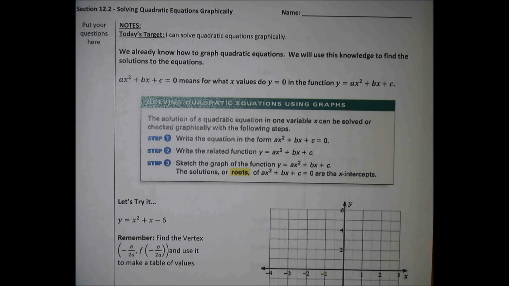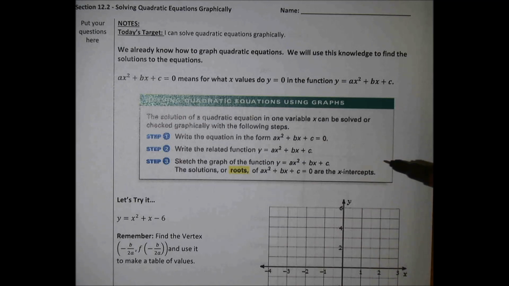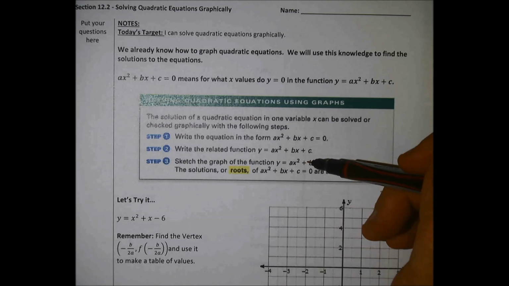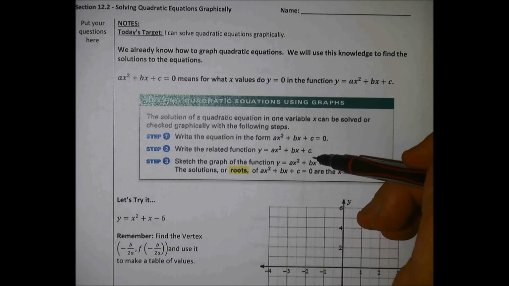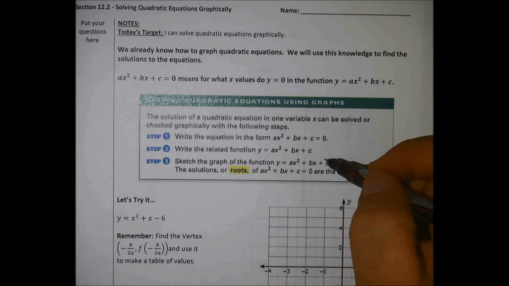So let's read this little box real quick. Solving quadratic equations using graphs. The solution of a quadratic equation in one variable can be solved or checked graphically with the following steps. Step 1 would be to write the equation in that form, with 0 equals instead of y equals or f of x equals. That's not as big of a step. I commonly don't do it. I just do step 2, which is to just graph that, right?